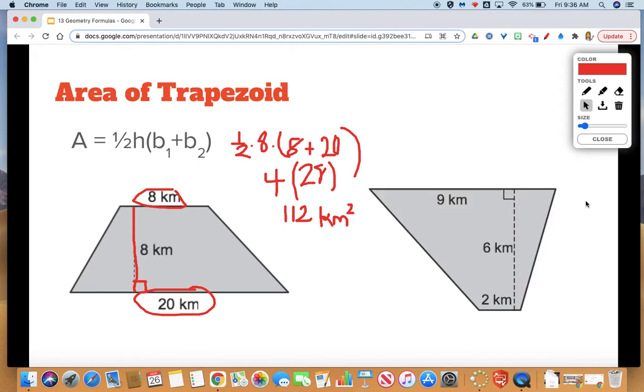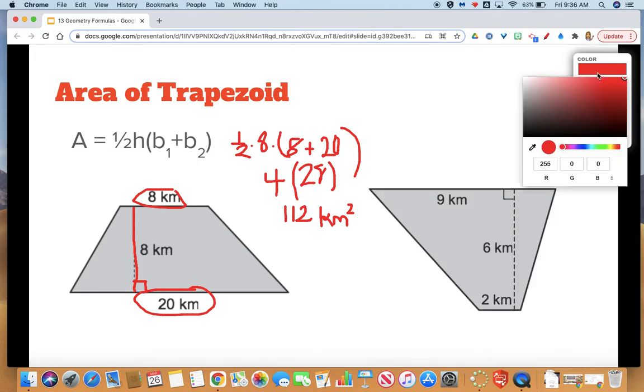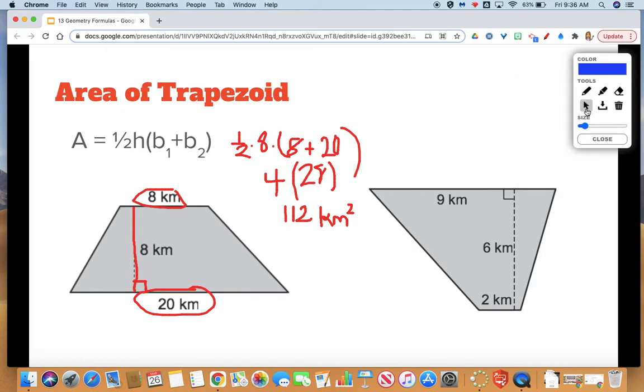Let's try another one. If you want to pause and try on your own, you can. If you want to work with me, you can keep the video playing. Let's plug in our two bases, our lines that are parallel. That's 9 and 2. So those get added together because that's what the formula says to add our bases. And then we're going to times that by half of the height, which was 6, the distance between the lines.